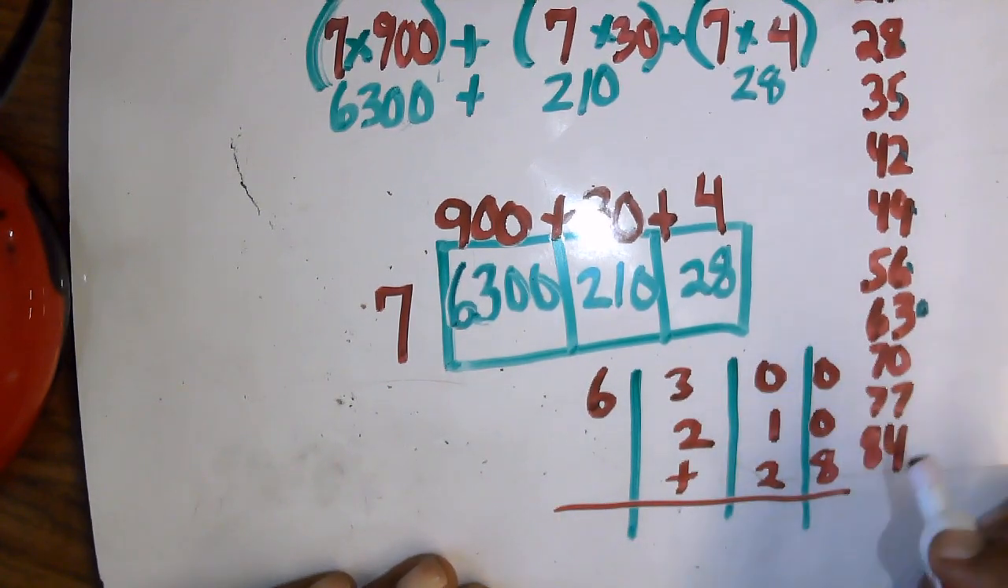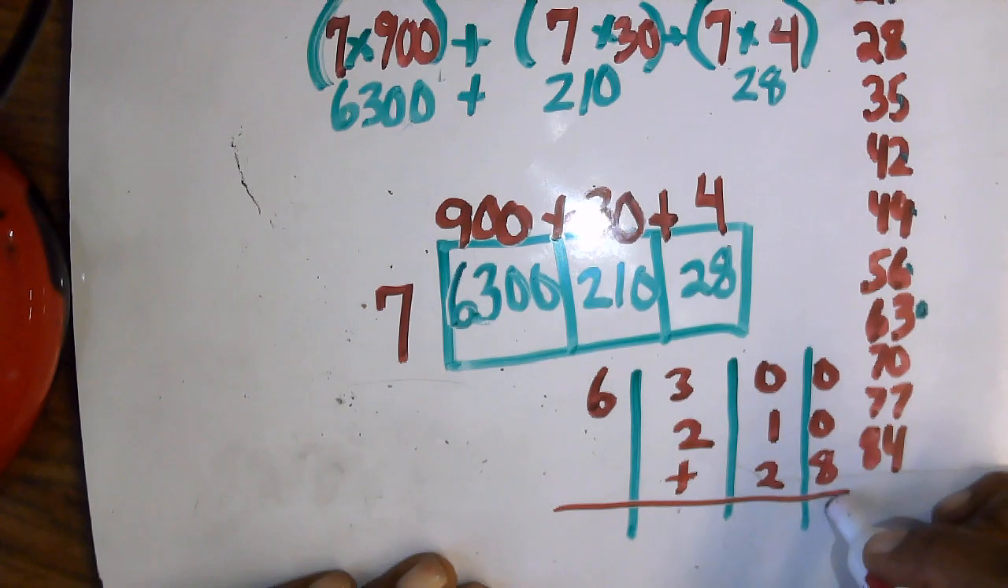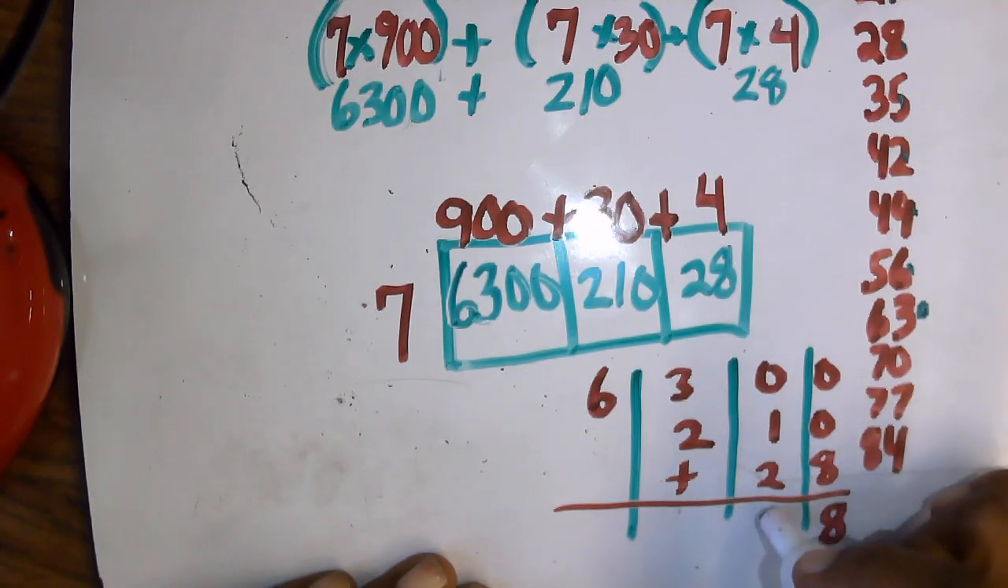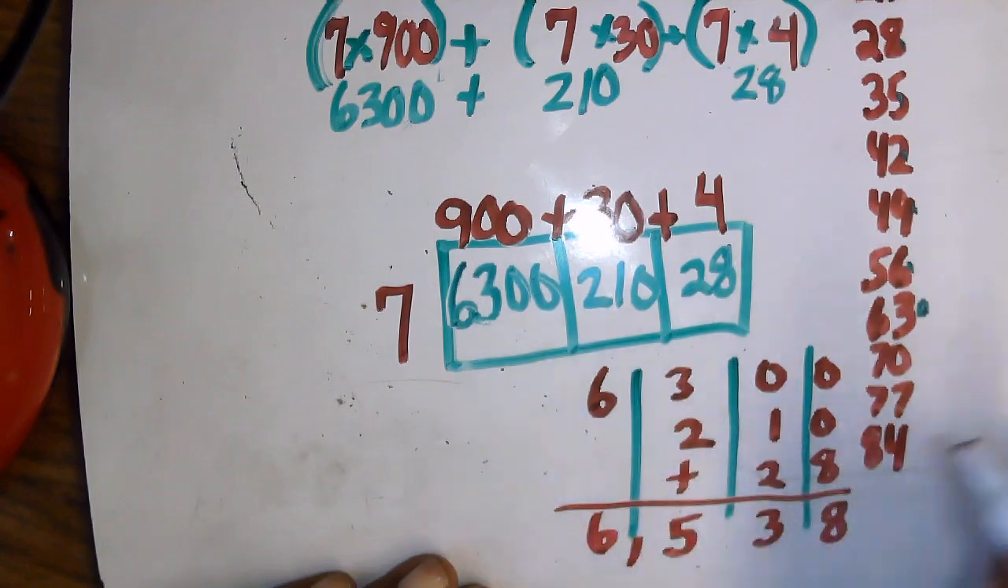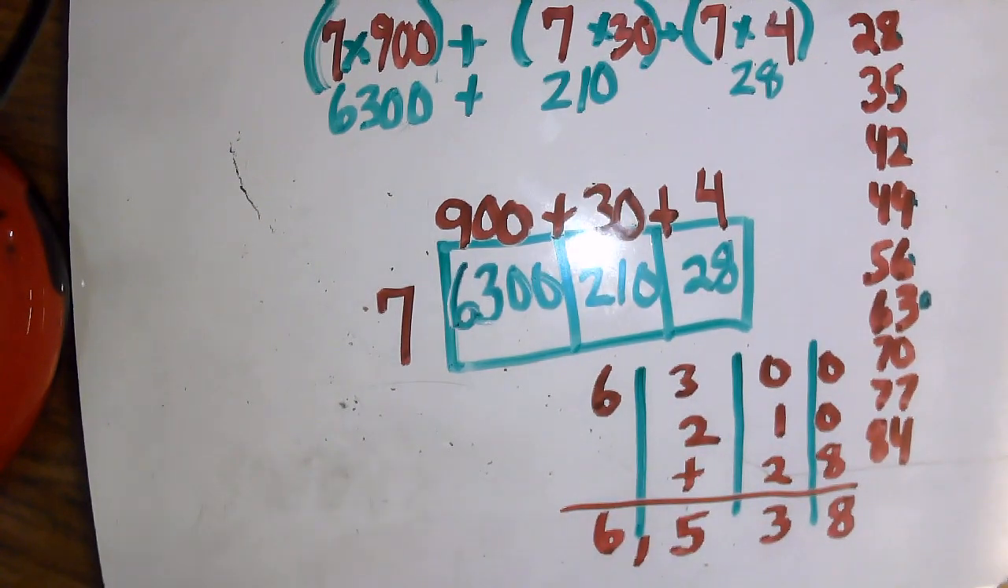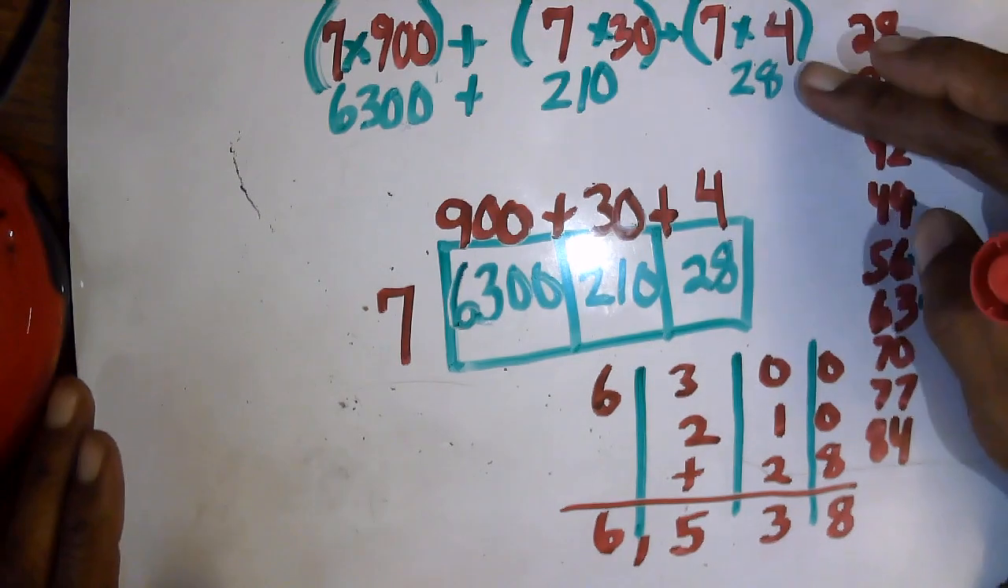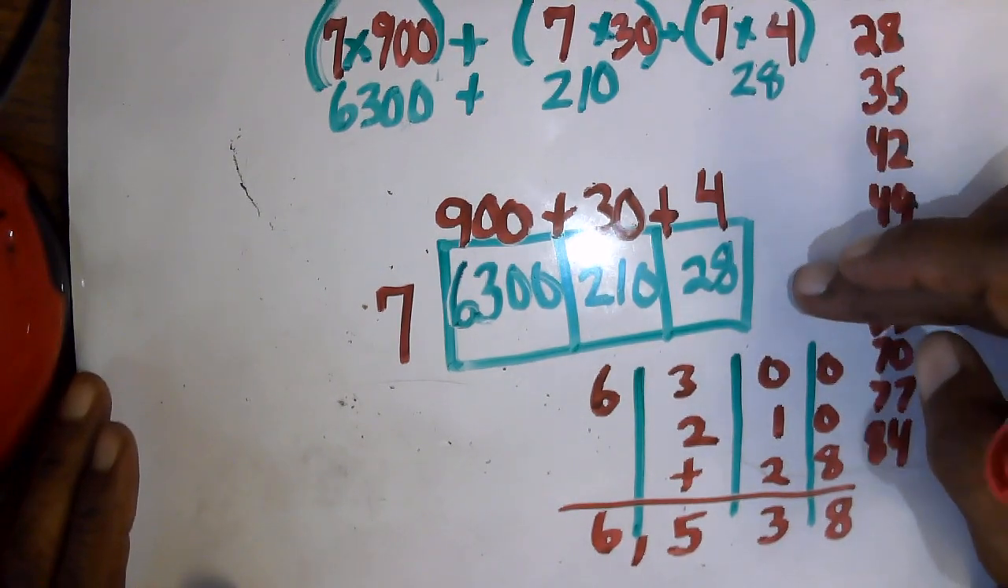So 0 plus 8, everybody. 2 plus 1. 3 plus 2. And we bring down that 6. So we have 6,538. So this is distributive property. And this here is our area model.